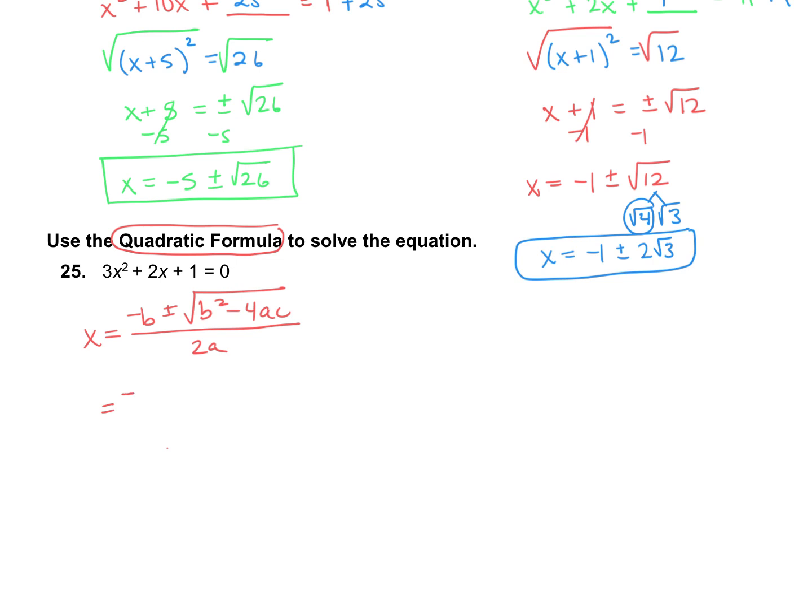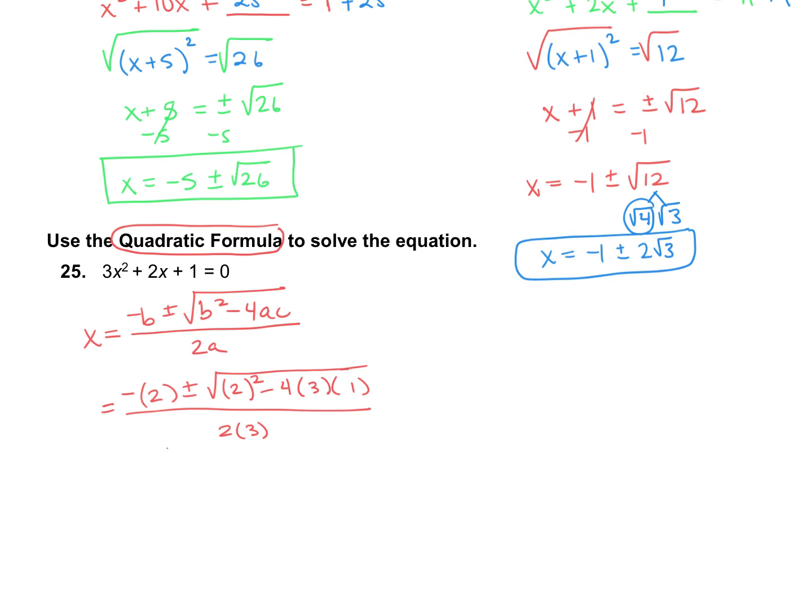So x equals negative, I always put a parenthesis and then look to see what the b value is. In this case, our b value is just a 2. Plus or minus the square root. Now b squared, our b value is 2. Always put your b value in parentheses, because if your b value is negative and we don't put it in parentheses, we're probably going to end up with a wrong answer. So there's b squared, minus 4ac. So a is 3 and c is 1. All over 2 times a, which is 3.